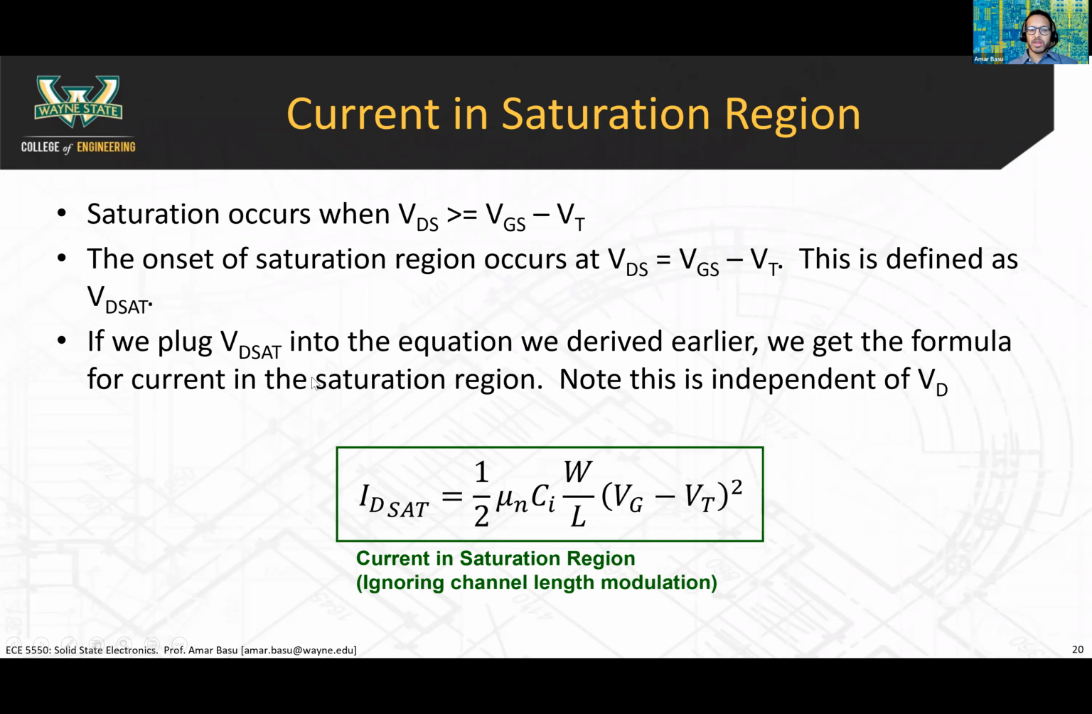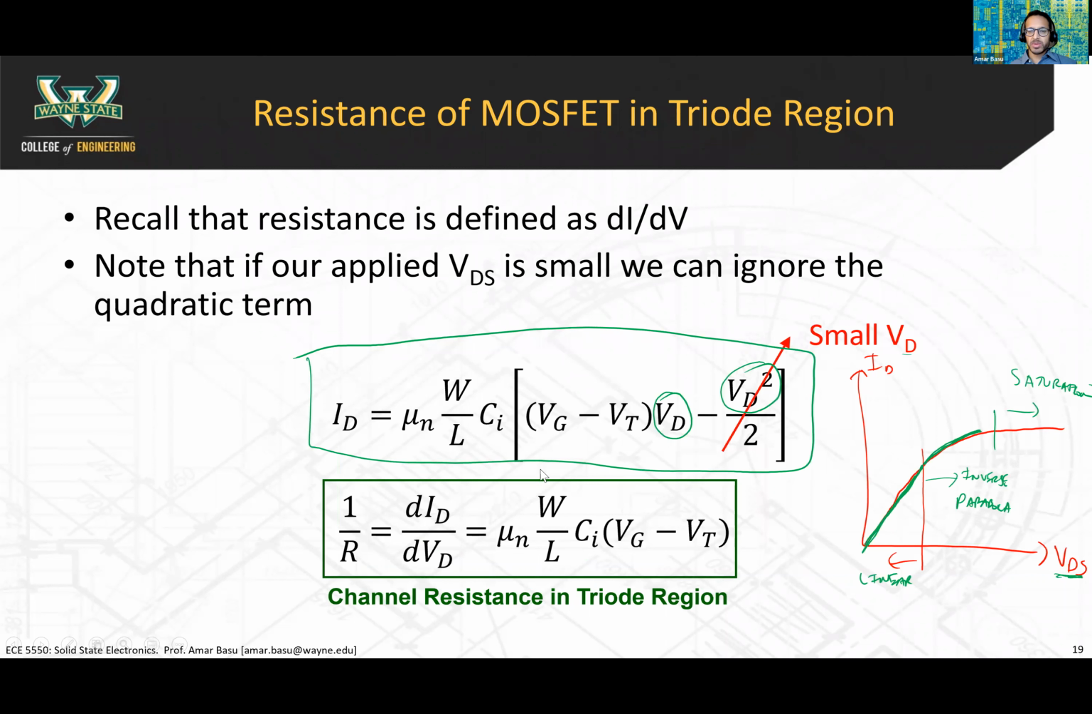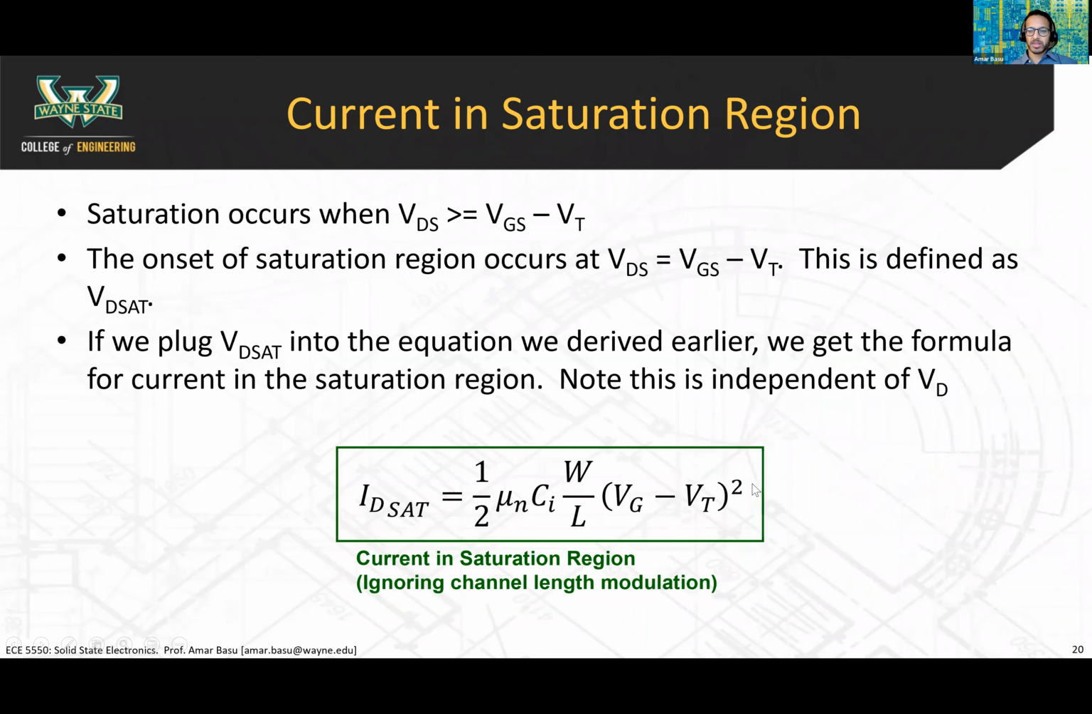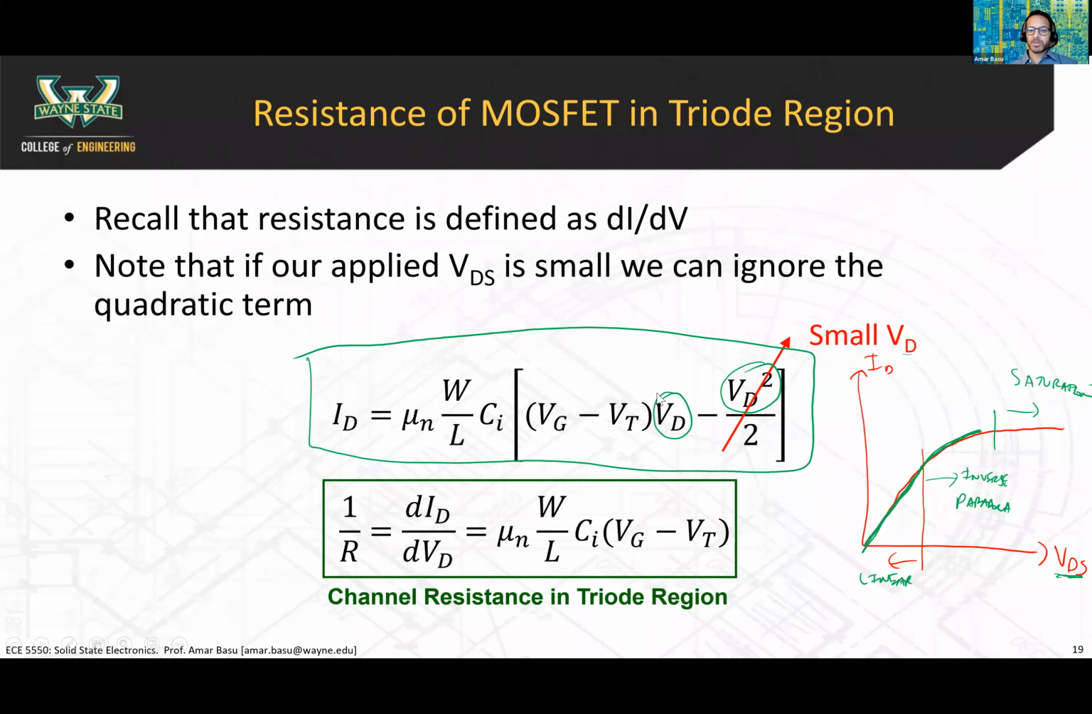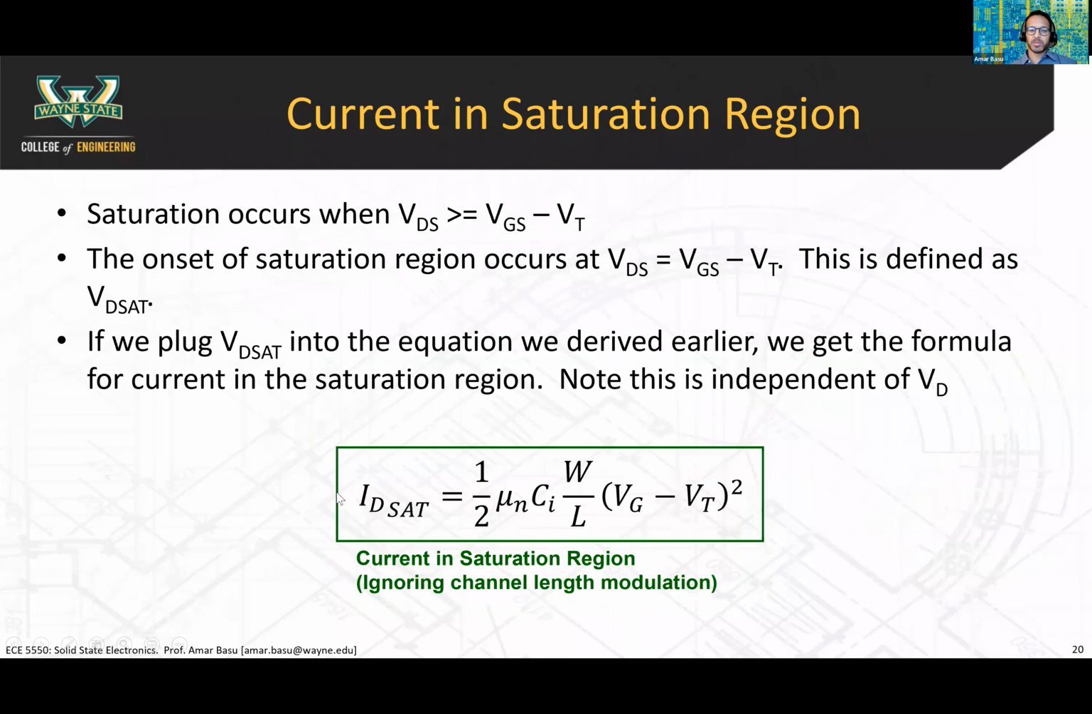The way that we can find the current in the saturation region, at least the first order model of it, is we use the triode equation and we plug in a value for VD equal to VGS minus VT. And this is what we'd end up getting. Remember, at larger values of VD, this first term goes away, so this is the term that becomes significant. If you remove this term and plug in VGS minus VT for the second term, you will end up getting the saturation current equation: 1/2 mu n Ci W over L, Vg minus Vt squared.